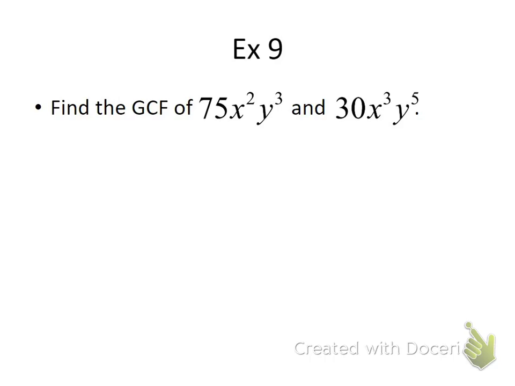Okay. So it says find the greatest common factor of 75x squared y cubed and 30x cubed y to the 5th. So again, I ignore the variables till the very end. And I focus just on my coefficient, the number in front of my variables. So I'm going to find the greatest common factor of 75. What two numbers can I multiply together to get 75?